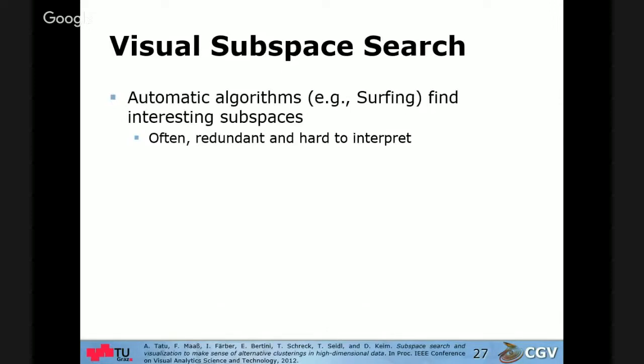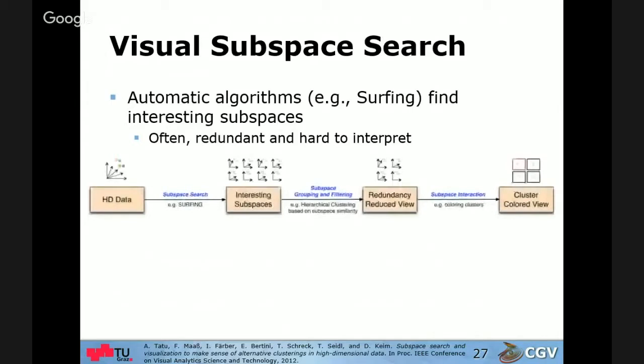One approach to help is to apply subspace search methods. In machine learning, subspace search algorithms like the surfing method that we studied in one project here help you to generate a number of candidate subspaces based on some heuristic quality criterion, like cluster quality in the given subspace. So we can readily apply such methods to generate subspaces of interest. However, these are often redundant and also hard to interpret.